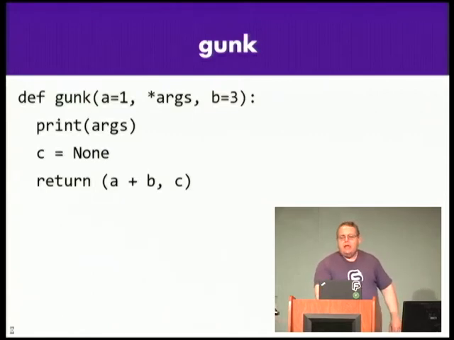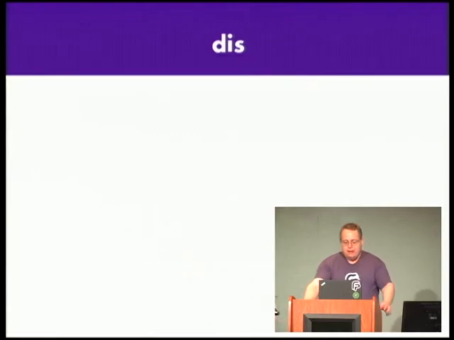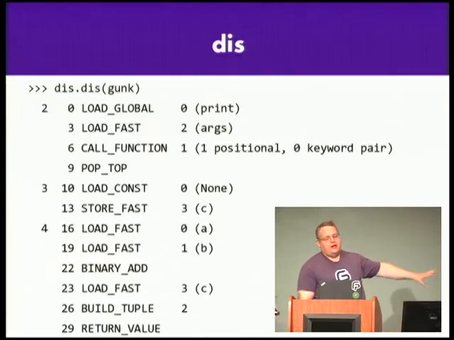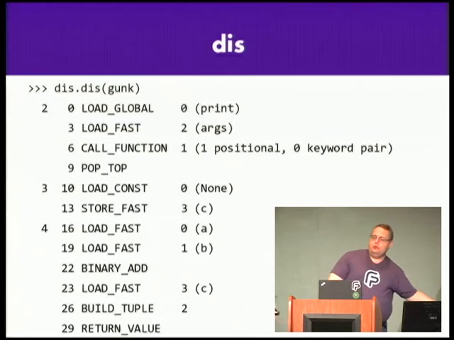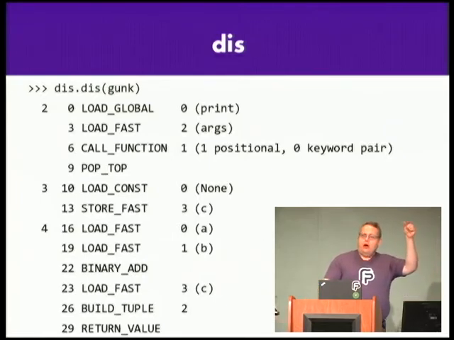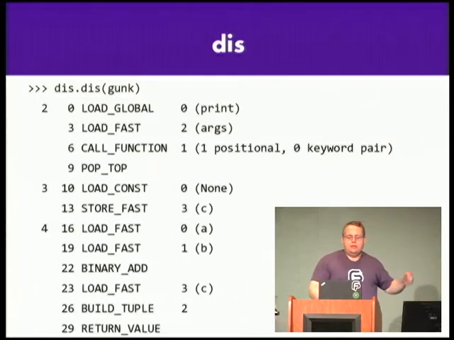Now, the traditional way, if you want to talk about bytecode, you're going to talk about the dis module. And here is the output of dis looking at gunk. Now, I don't want to talk about this in all that much detail. I'm going to walk you through the stuff from a very high level. So this leftmost column, 2, 3, 4, that is the line number that the bytecode came from. The second column, 0, 3, 6, 9, 10, that is the bytecode offset where this bytecode instruction lives. So for instance, load global lives at 0 and load fast lives at 3.